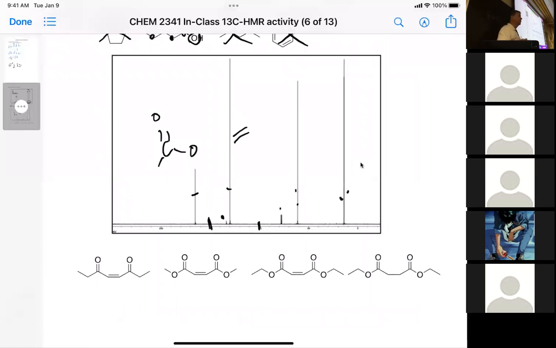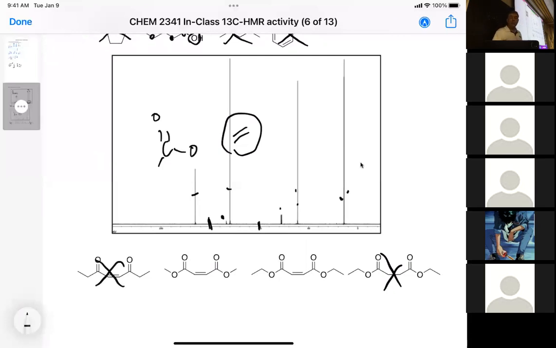Why? It doesn't have the double bond. So that can be eliminated. So the other 3 have double bonds, so that's cool. Can we eliminate anything else just right now and just by the peaks we know? Can we eliminate the one on the far left? They're ketones. They're not esters. So we can't have that one because it's ketones.